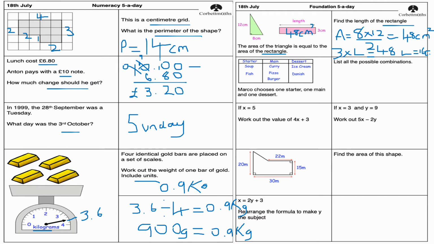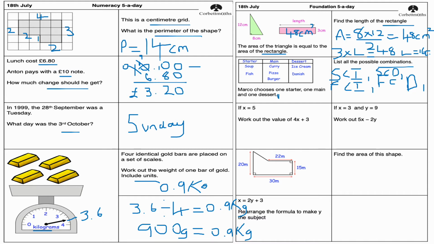Okay, question number 2, guys. List all the possible combinations. So I can have soup, curry, ice cream. I can have soup, curry and Danish. I can have fish, curry and ice cream. I can also have fish, curry and Danish. So that's 4 so far.